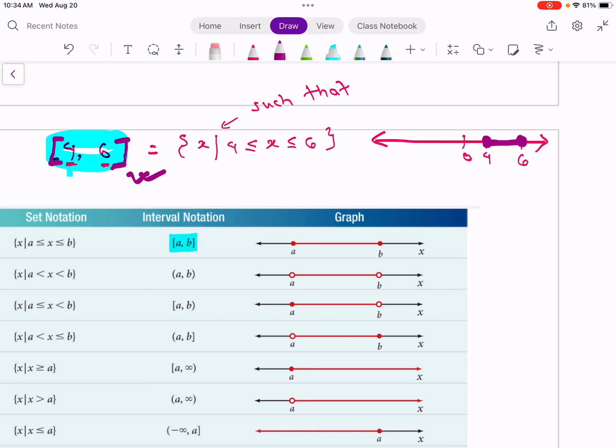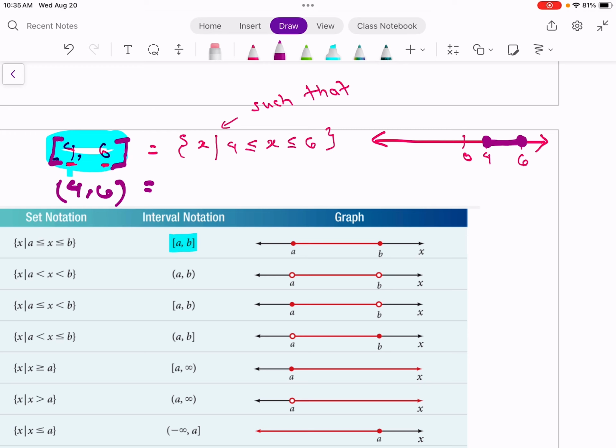So if you have a bracket, make sure to use a closed circle, and you always include these end numbers. Now instead of brackets, if you had parentheses, for example 4, 6 in parentheses, what is the difference here? What difference do you find between these two sets? 4 and 6 are not included in the second one, right?